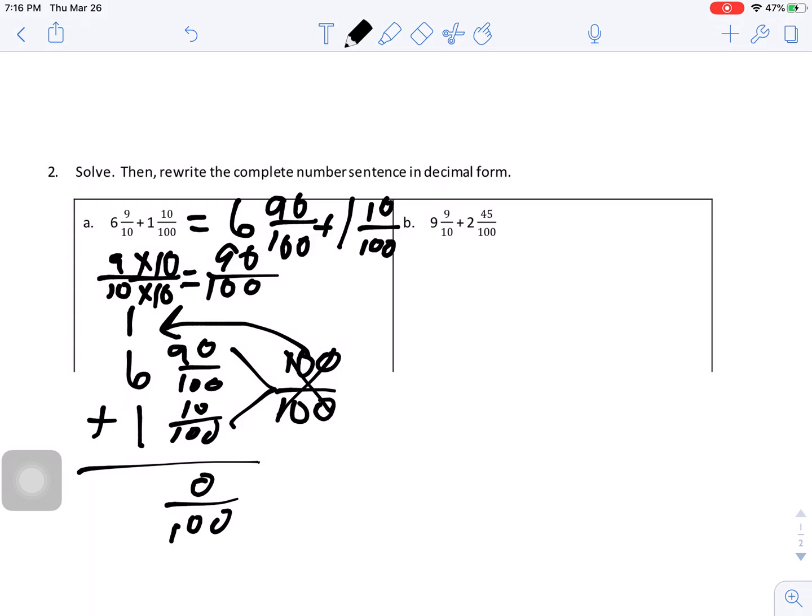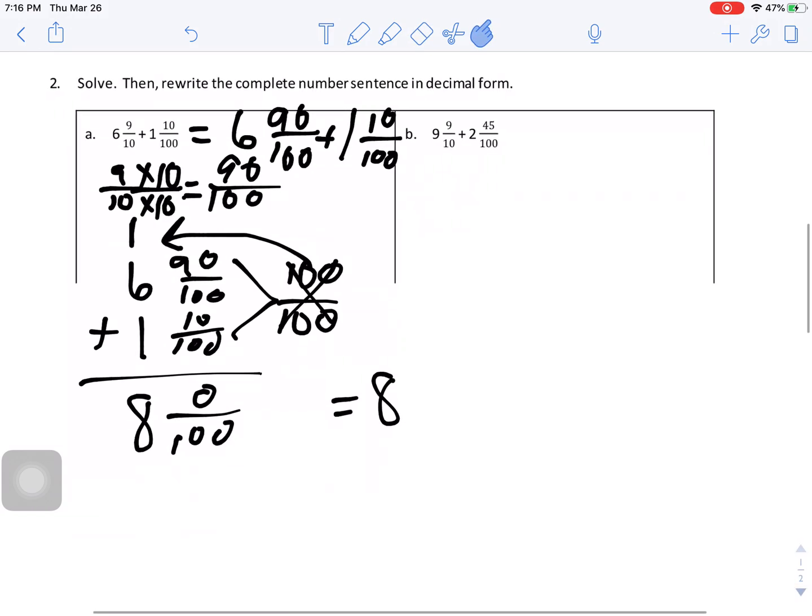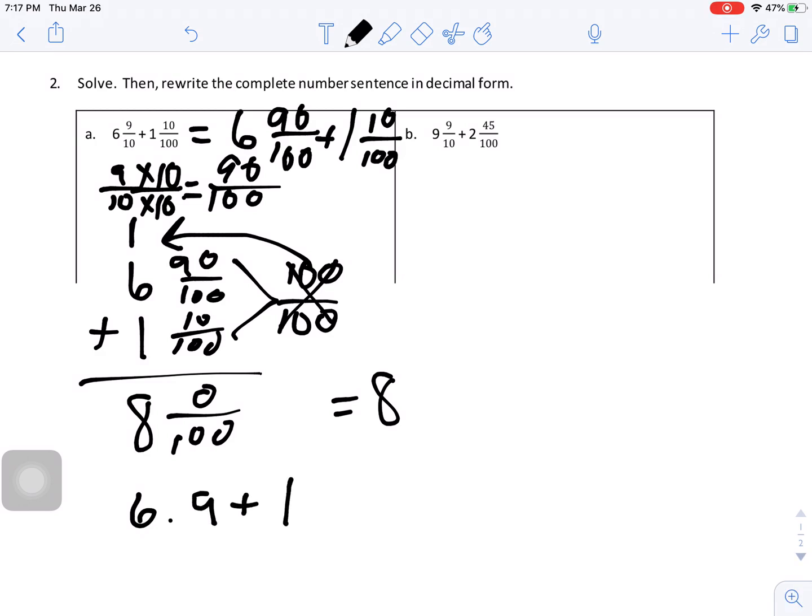1 plus 6 is 7, plus 1 is 8. So the answer would actually just be 8. I could write this in decimal form by going 6 and 9/10 plus 1 and 10 hundredths equals 8.